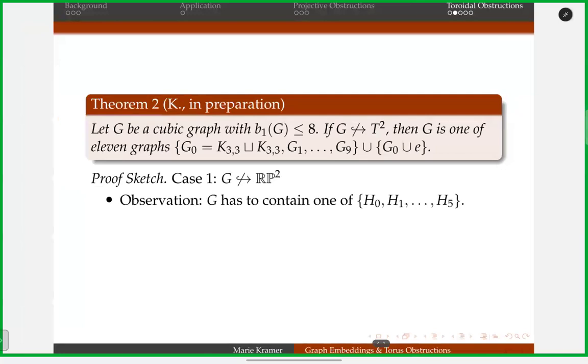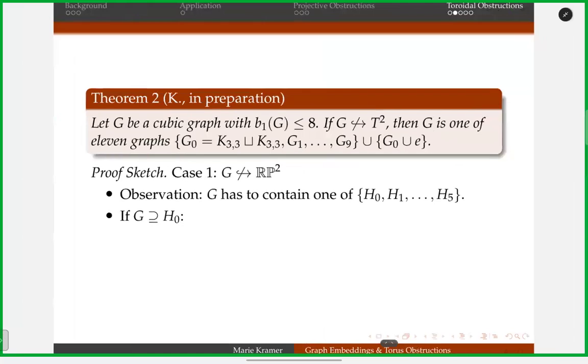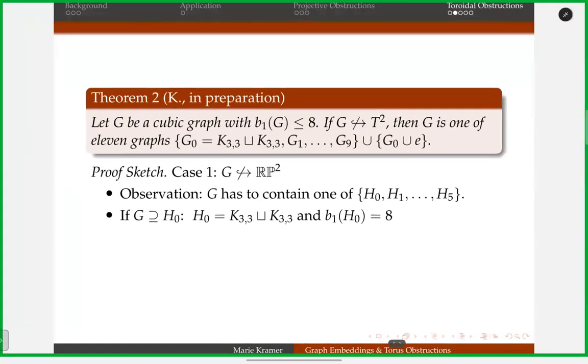Okay, if our graph G doesn't embed into RP2, then it has to contain one of these 6 cubic projective plane obstructions that we discussed. And then we go through what if it contains H0, which was the disconnected, the 2 copies of K33, and the Betti number of H0 is 8. So in particular, that is the largest Betti number that we want for our graph G. So if G contains H0, then, well, one option is that G is just H0. And actually, as it turns out, yes, G0 is also this disjoint union of 2 K33s.